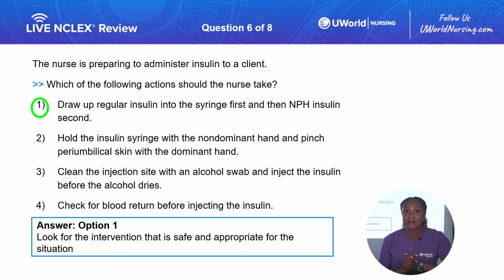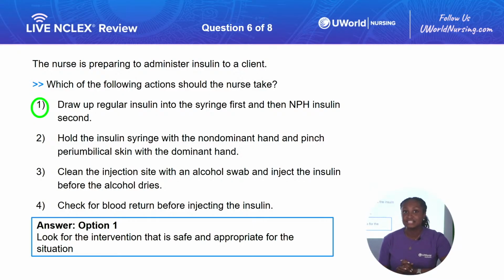Options 2, 3, and 4 are kind of tricky ways to instill the insulin, so that wouldn't be the best practice. If you hold the insulin syringe with your non-dominant hand, you're more prone to accidentally poke yourself or poke a place that you didn't actually clean with the alcohol swab. So always hold the insulin syringe in your dominant hand so you have a more accurate puncture.